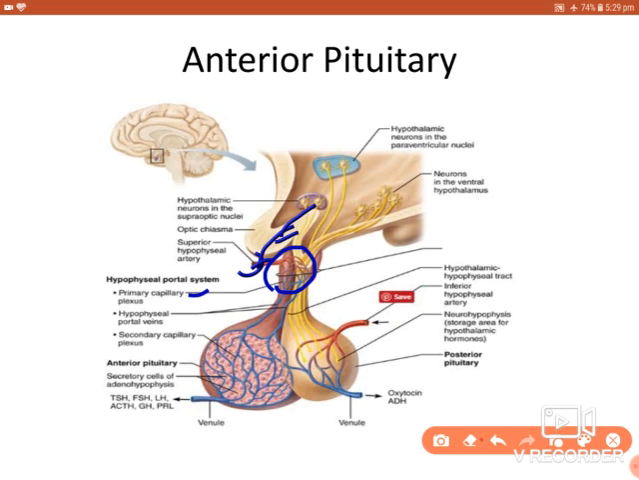This forms the primary capillary plexus, which carries the releasing factors from the hypothalamus. So the releasing factors are in this primary capillary plexus. From there, the long portal vessels form a plexus in the anterior pituitary. This forms the secondary capillary plexus. Now these releasing factors reach the anterior pituitary, which stimulates specific cells of the anterior pituitary and also stimulates the secretions.